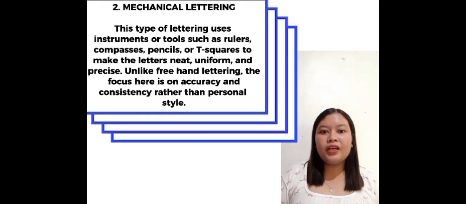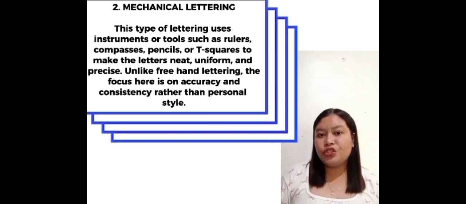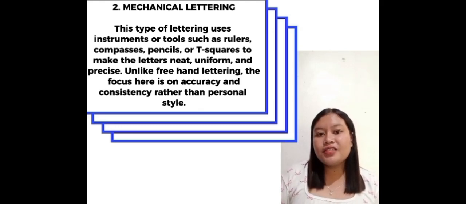Number two, we have the mechanical lettering. This type of lettering uses instruments or tools such as rulers, compasses, pencils, or T-squares to make the letters neat, uniform, and also precise. Unlike freehand lettering, the focus here is on accuracy and consistency rather than personal style. Examples are technical drawings, engineering designs, or yung mga blueprints.